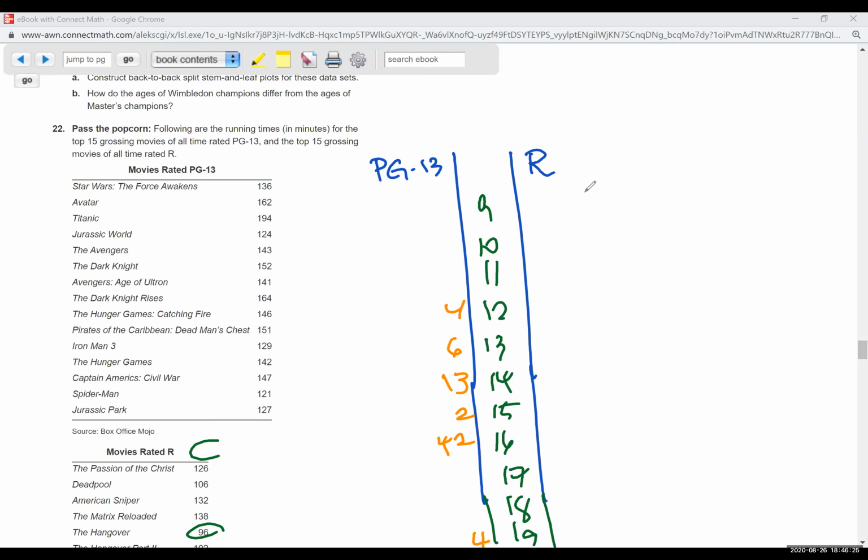There's someone in the chat. No, it's not handwritten. You're going to create tables like this: three columns, and you're going to type PG-13, then your stems in the middle, and then rated R as the third column. Then you're just going to type the numbers.